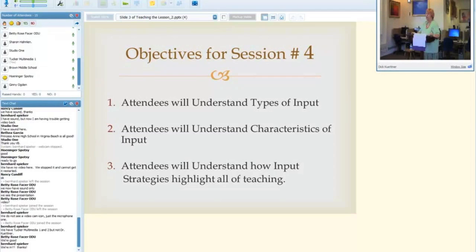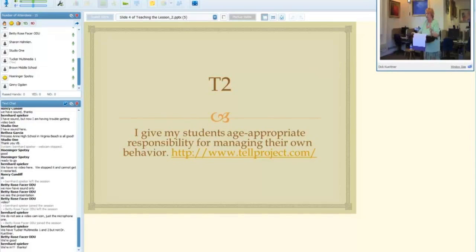The first standard, T2, says, I give my students age-appropriate responsibility for managing their own behavior. And you have here on the screen the URL for the TEL project, where you will find those checklists and a lot of other very good information. This is a little bit of a spiral. It's like most input. It can be adapted for lower age developmentally, lower proficiency levels, higher proficiency levels.